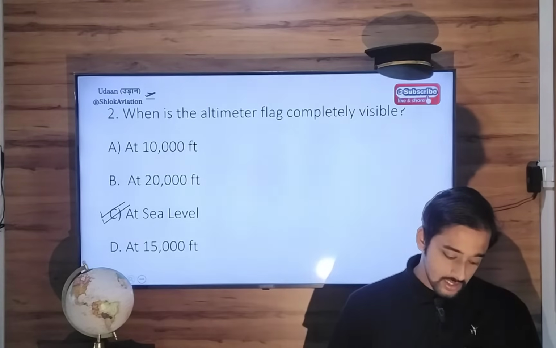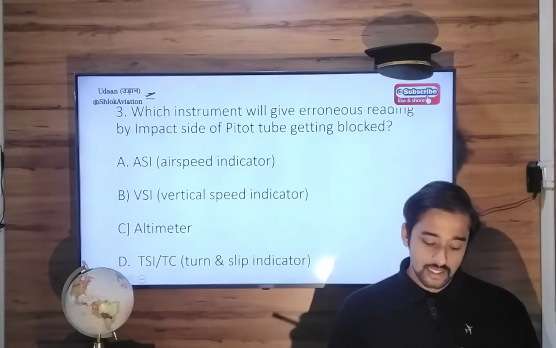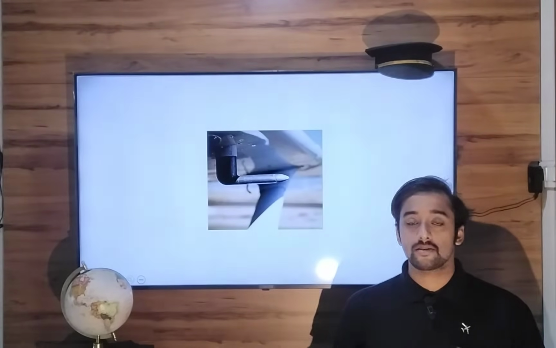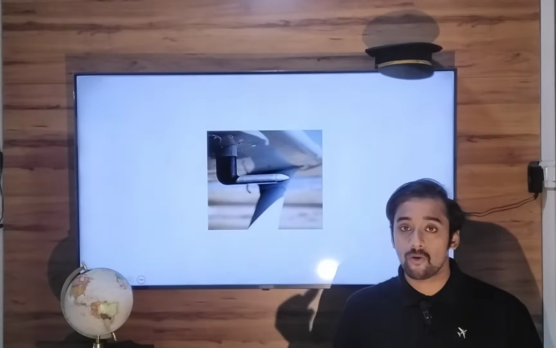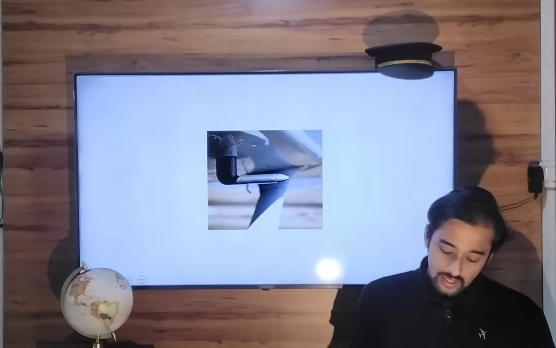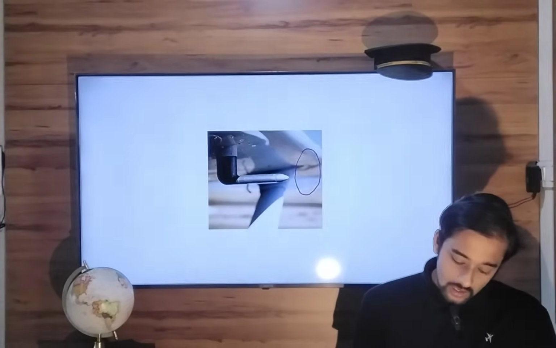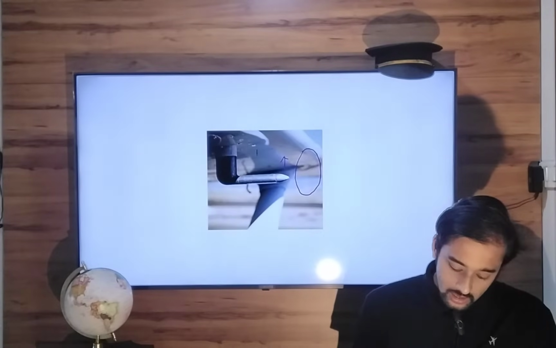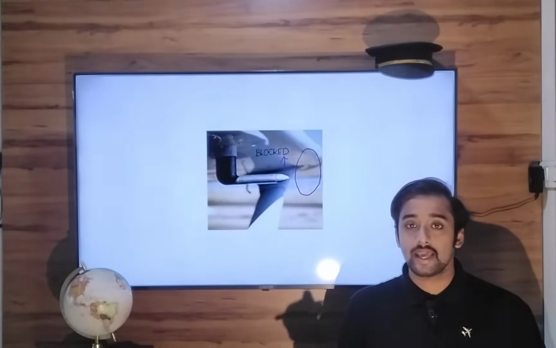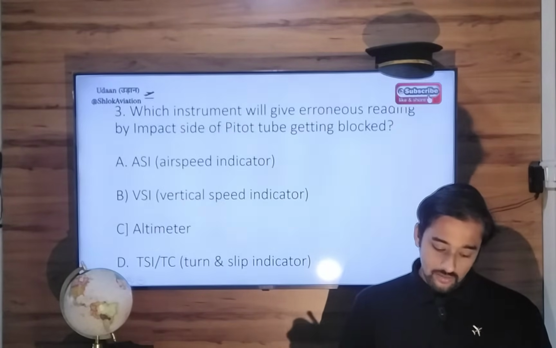Next, which instrument will give erroneous reading, means wrong readings, by impact side of pitot tube getting blocked? So here, this is your pitot tube, okay? And the job of pitot tube is to supply or provide pitot pressure, a combination of static and dynamic pressure, to the airspeed indicator. Now, if the impact side of the pitot tube gets blocked due to some ice or any dirt particles or any insect of that size, what will be the consequence of that? So, which instrument will get affected?